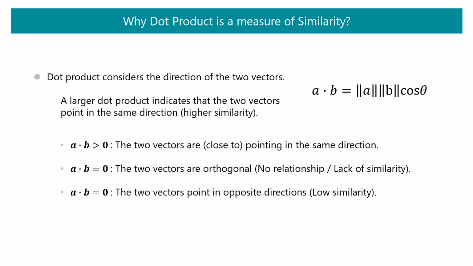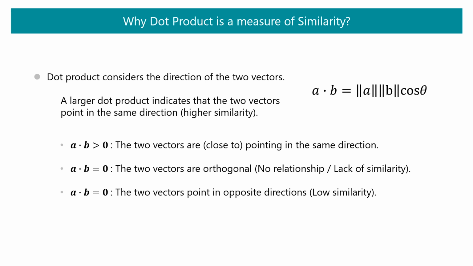Let me explain in more detail why the dot product is a measure of similarity rather than a measure of distance. The dot product is a scalar value between two vectors, A and B. The dot product functions as a measure of similarity for the following reasons. First, the dot product considers the direction of the two vectors. Specifically, a larger dot product indicates that the two vectors point in the same direction, reflecting higher similarity. For example, when a dot product is positive, the two vectors point in the same direction, or are close to pointing in the same direction.